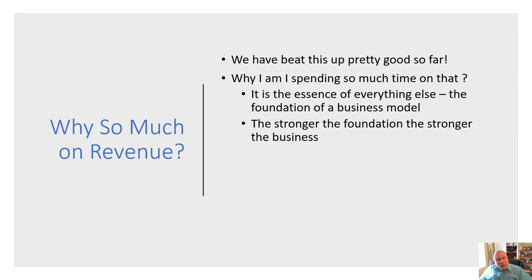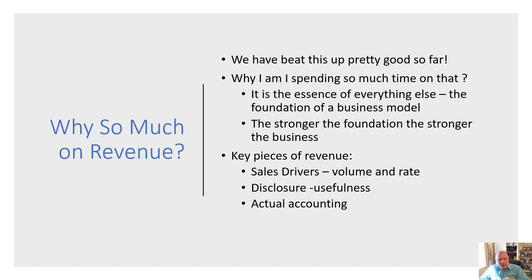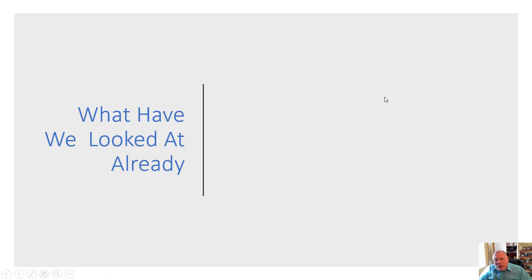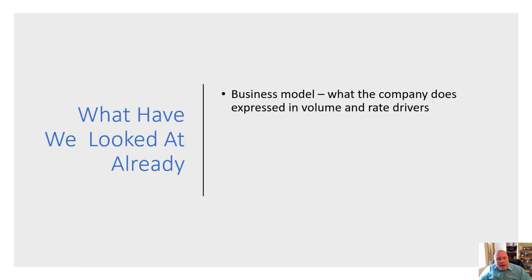We need certain information to do that. So far, we've looked at three basic areas for revenue. One, our sales drivers, volume and rate. Two, disclosure, how useful is the information? And then the actual accounting, which we haven't looked at yet. On the business model, what the company does, both in volume and drivers, we've gone into that. Everybody knows their business. And hopefully by now you see how important that is.